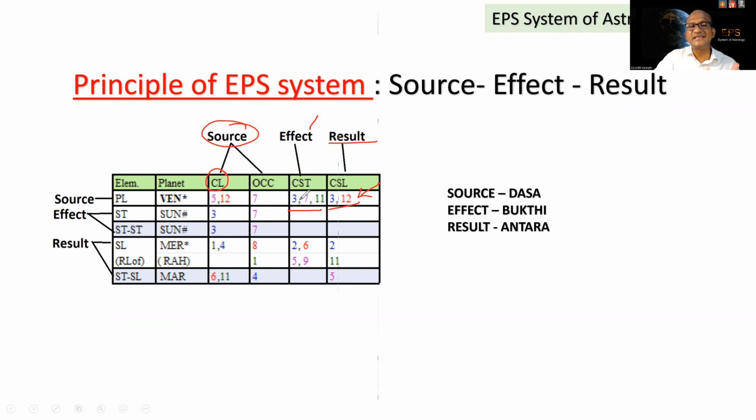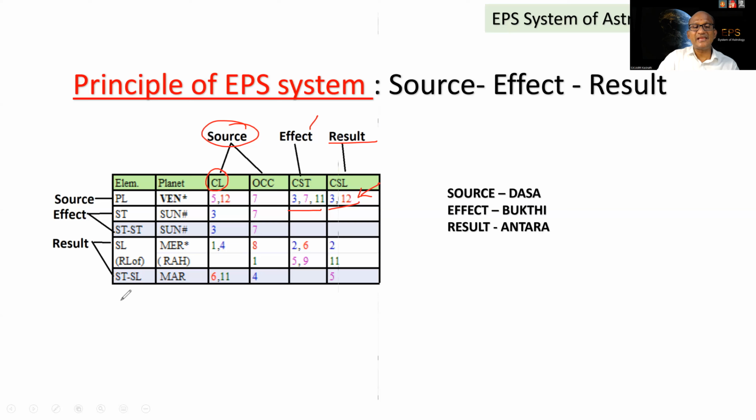And it has the 3, 7, 11. It is also owning the 3, 7, 11. It is giving some impact, effect to the 3, 7, 11 houses. So that way we have to consider. But as you know, all the planets will have CL or OCC definitely, except Rahu. CL will not be there for Rahu and Ketu, but all the other planets will have CL and OCC. But effect, CST and CSL may or may not be there for all the planets. We have to keep that in mind.